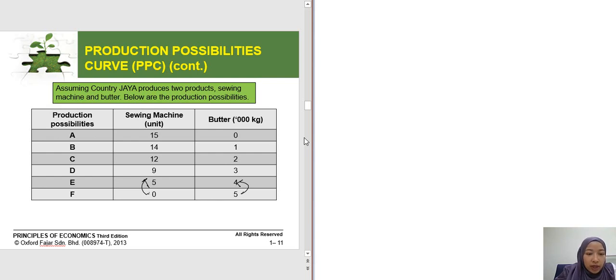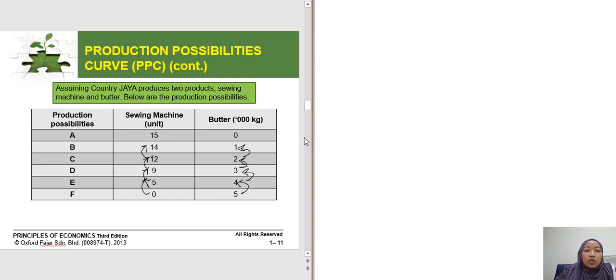If you want to add from 5 sewing machines to 9 units of sewing machine, you want to add more production of sewing machine, you have to reduce another 1000 kg of butter. So now you can only produce 3000 kg. Okay, so as you can see, as you move upward here, more sewing machine, lesser butter.